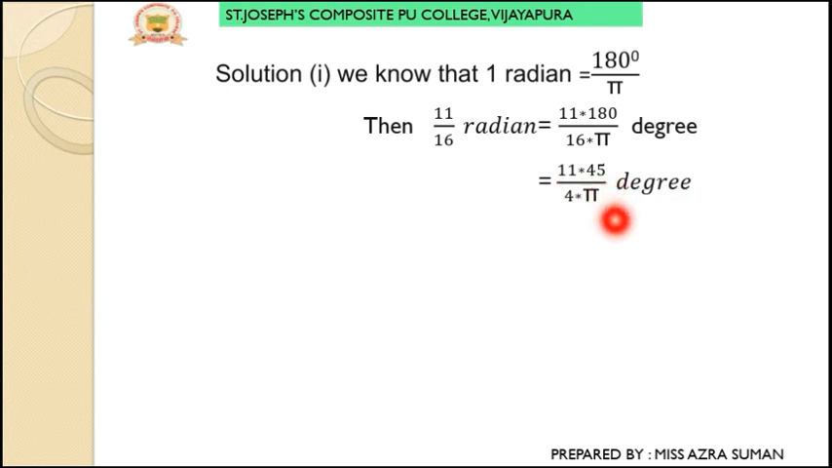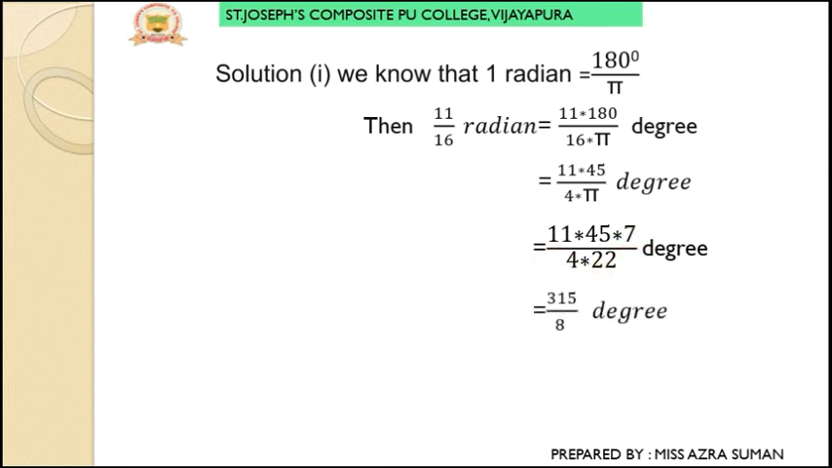Again, we have to substitute in place of pi as 22/7. Then we will get 11 into 45 into 7 whole divided by 4 into 22, because when we substitute pi as 22/7, the denominator of denominator becomes the numerator. So the 7 comes to the numerator. Now our work is to simplify this. We will get 315 divided by 8 degree.